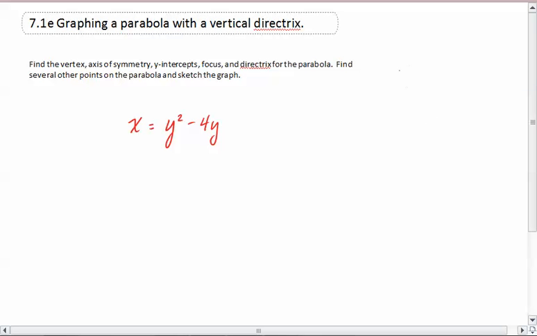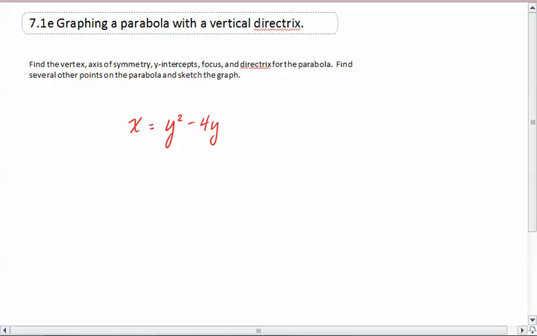So this is a parabola that opens left or right, and we can also tell that by the fact that the y is the squared one. Okay, so that's going to tell me it's not a function. It's going to be a left or right opening parabola. So let's go ahead and just get right down to it. Is it going to be left or right?